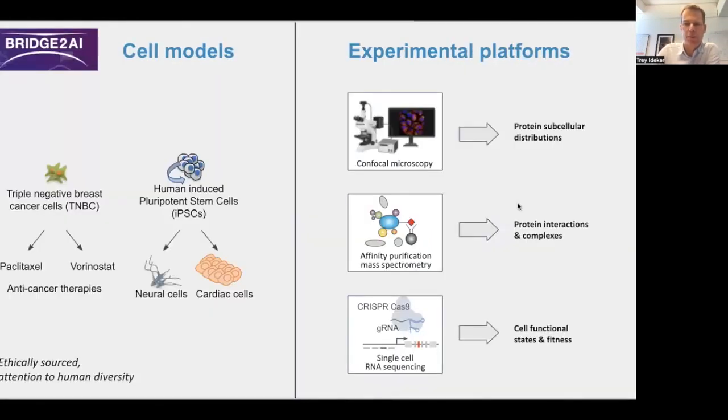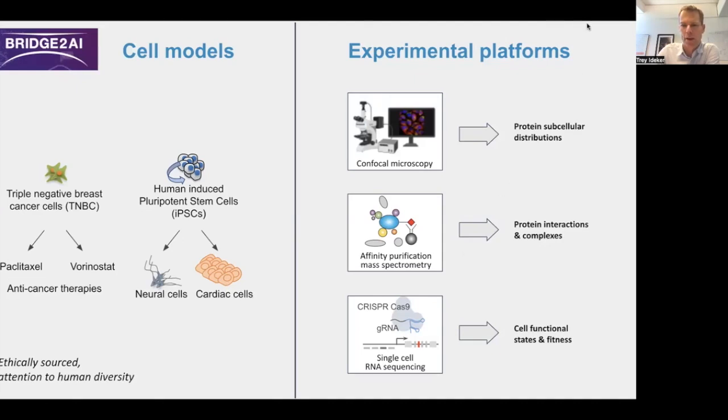The model cell types we're going to start with initially, and have begun generating data with already, are two types. Breast cancer cells on the one hand, both untreated and treated with 2 chemotherapies, and on the other, what are called human-induced pluripotent stem cells. These are models of the embryonic cell state, which of course can develop into all human cell types and tissues. And here too, we'll look at the unperturbed state as well as neuron differentiated iPSCs and cardiac differentiated induced pluripotent stem cells. Both these cell populations have been ethically sourced with attention to human diversity.